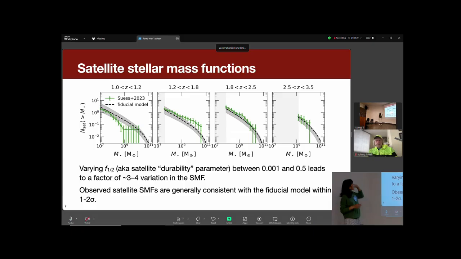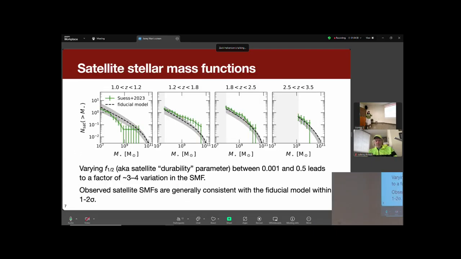Let's see. There might be a hint of redshift evolution here, where you have satellites that are less durable at low redshift and more durable at high redshift, but a lot more work still has to be done before we can really say anything about that.